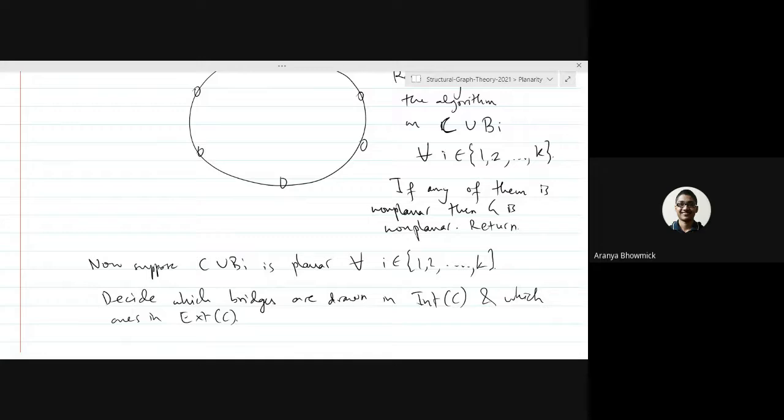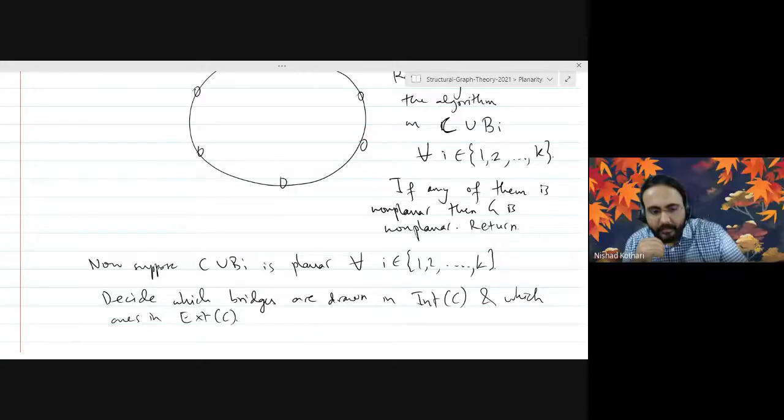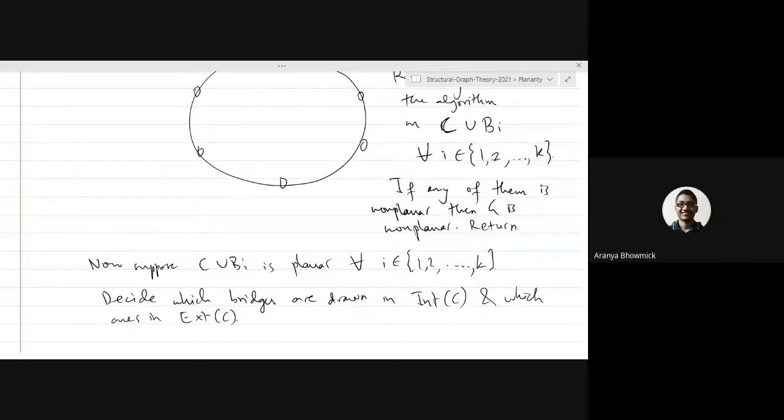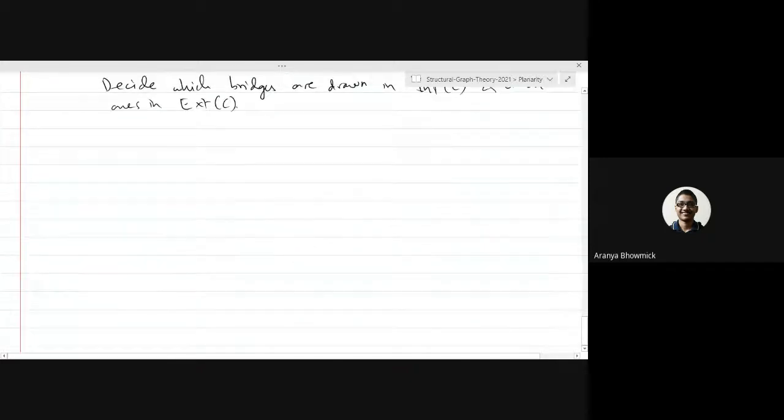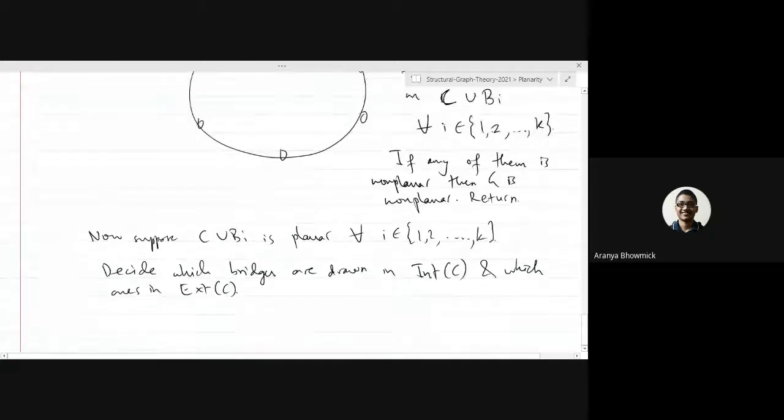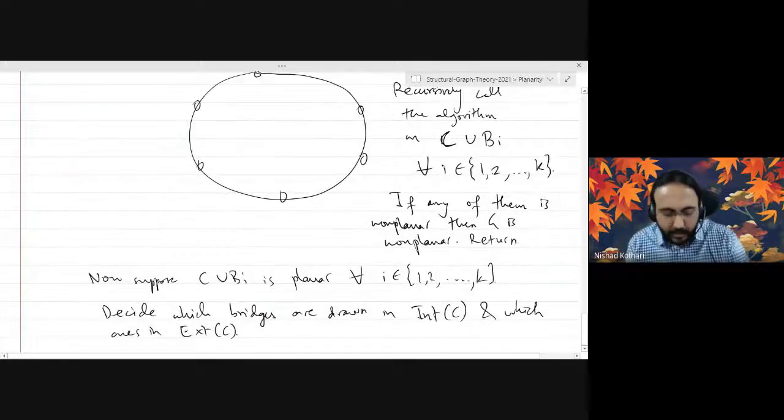So basically, some bridges will be internal and some bridges will be external. Our goal is to determine whether we can partition this set of k bridges into two sets, such that in the first set every two bridges pairwise avoid each other, and also in the second set every two bridges pairwise avoid each other. Exactly, that is what you have to do.